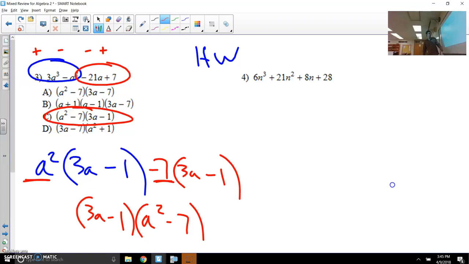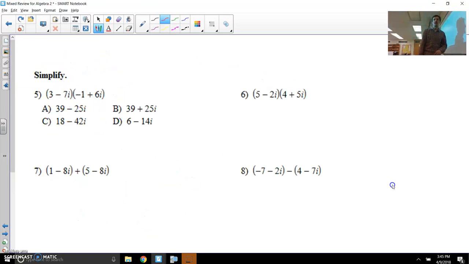So on your homework question number 4, I want you to look at what could come out of the first two and what could come out of the second two in terms of group factoring. And if you have a question, just email me or let me know through Twitter or whatever social media you follow me on, and I'd be happy to support you on that if you have any questions.